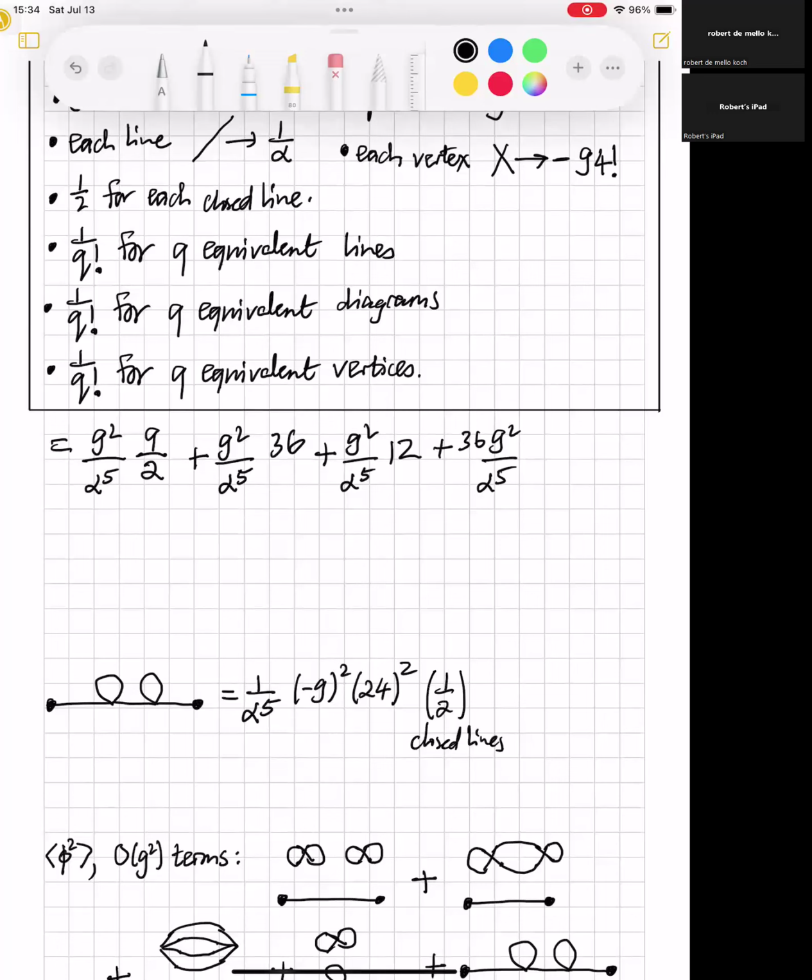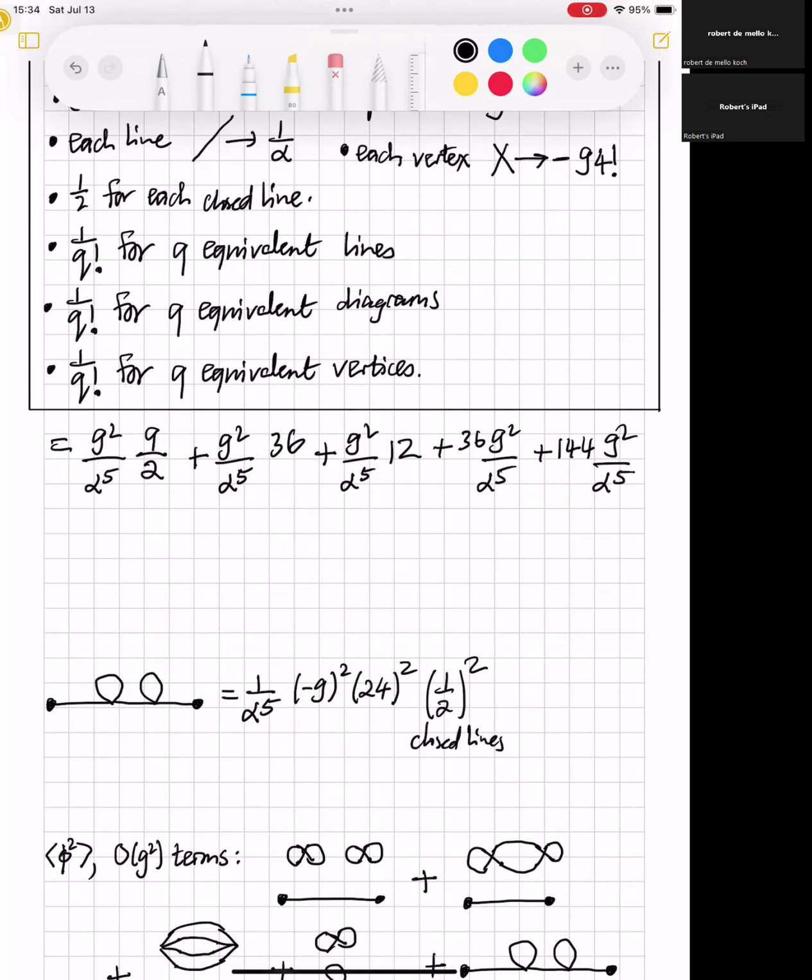Are there any equivalent diagrams? There is just one diagram. Are there any equivalent vertices? No. Those 2 vertices are distinguished by which dot they connect to. Okay? There's a unique vertex connecting to the left dot and a unique vertex connecting to the right dot. Oh, sorry. This should be squared because we had 2 closed lines. Okay, now 24 over 2 is 12, and 12 squared is 144. So for this diagram, we get plus 144 g squared over alpha to the 5.